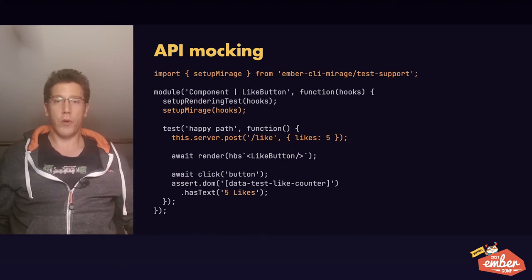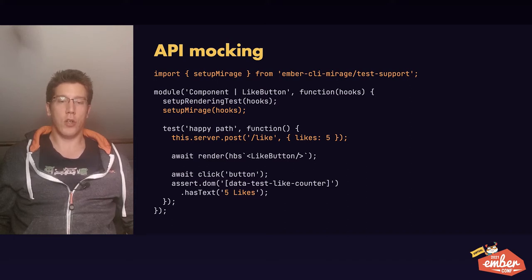To use it, we first import the setup Mirage test helper. We call it right after calling the setup rendering test helper. That allows us to use this.server in the test code to set up route handlers, for example. In this snippet here, that means that each post request to /like will return a JSON object with 5 likes in it. And then finally, as the last step, we adjust our assertion to match our mocked API response.